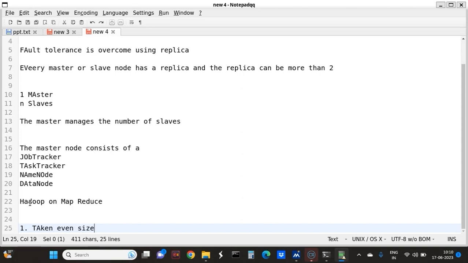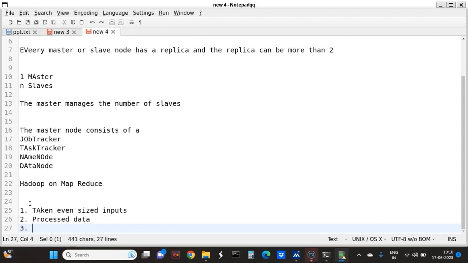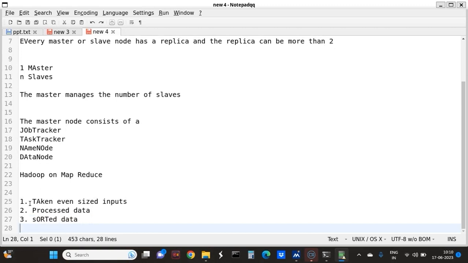it has taken even size inputs. Then after taking input it has processed the data. Then after processing the data, it has sorted the data. After sorting the data, it sends key value pairs like Gaurav, 2469. So this is sorted. Gaurav is a key and 1484 is the sorted value.